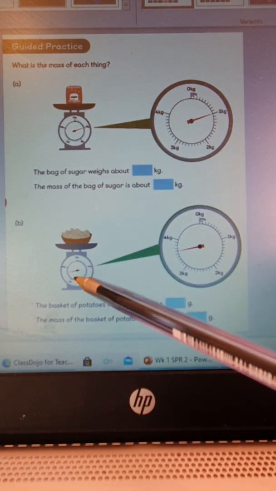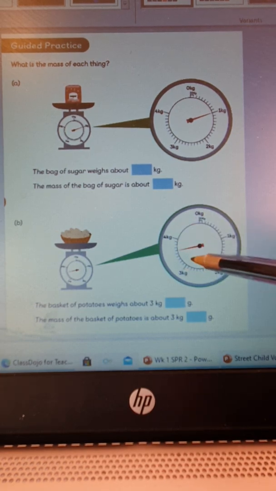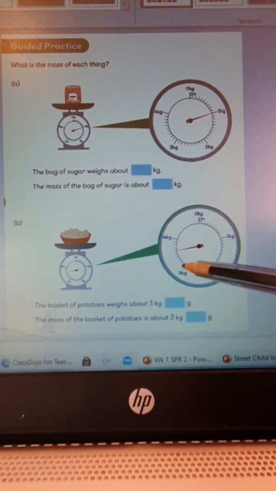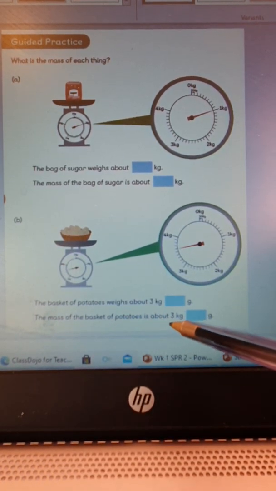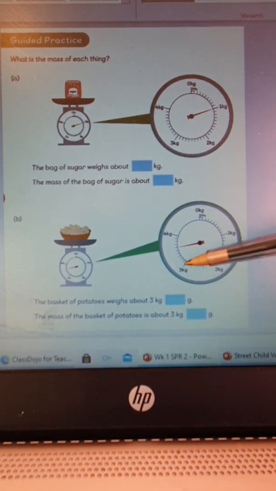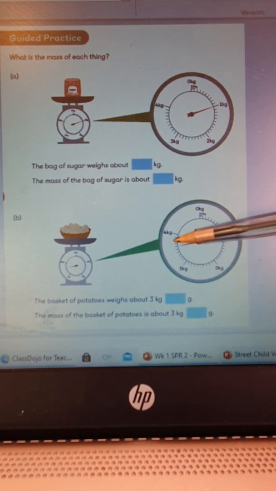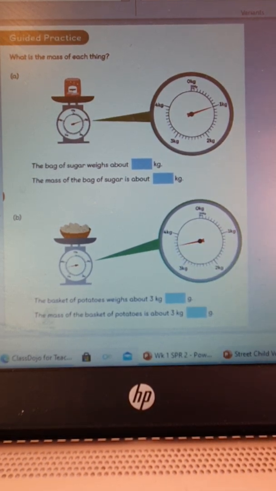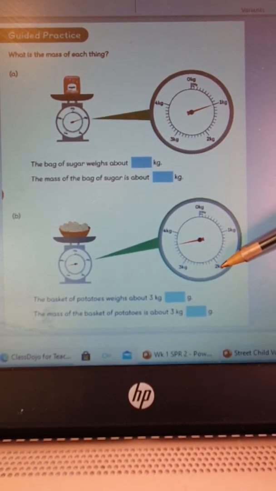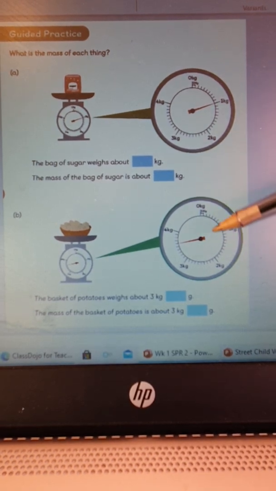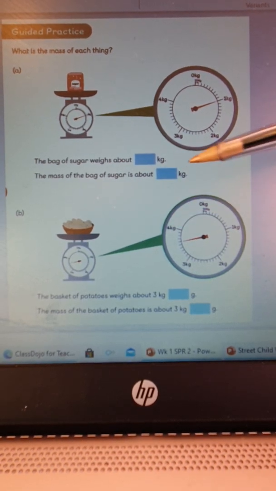And if we come over here, the basket of potatoes weighs about 3 kilograms. So you might put it weighs nearly 4 kilograms because it's in between 3 kilograms and 4. So it's whatever 1 kilogram you think it is. But then the mass of the basket of potatoes is about 3 kilograms and what? What are the intervals going up in? Are they going up in tens or are they going up in hundreds? Now remember, 1 kilogram is 1,000 grams. So 2 kilograms would be 2,000 grams. 3 kilograms, 3,000. 4 kilograms, 4,000.